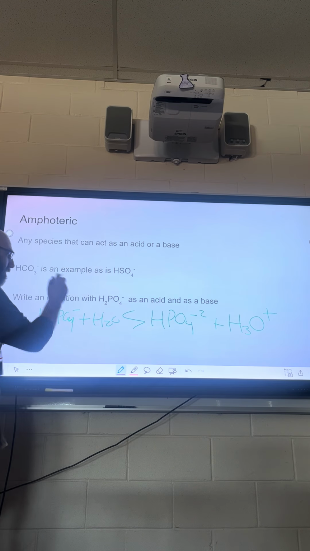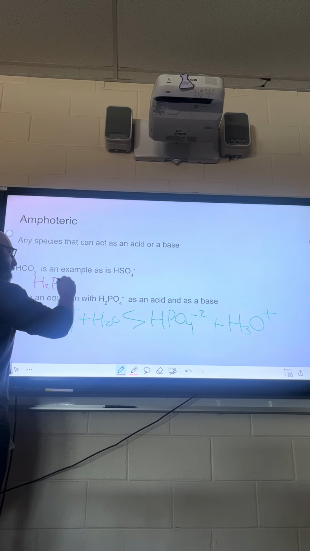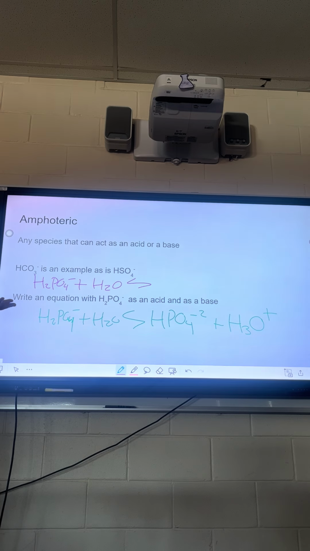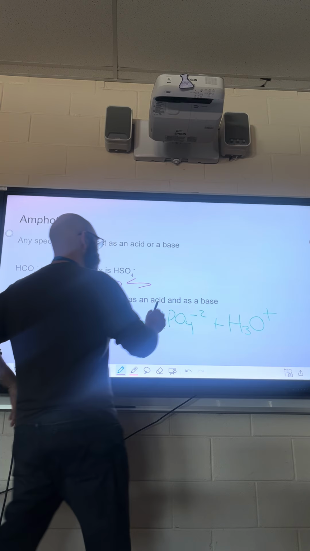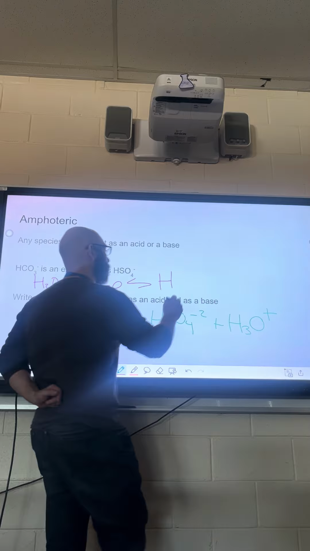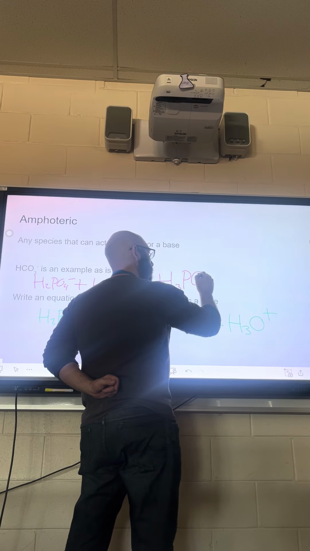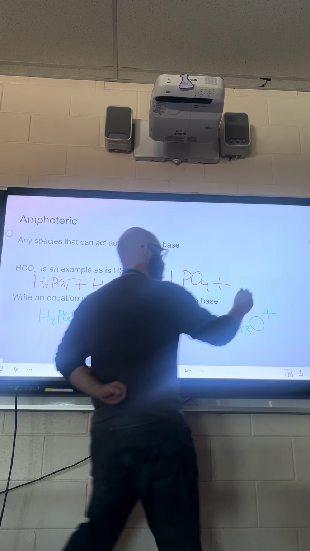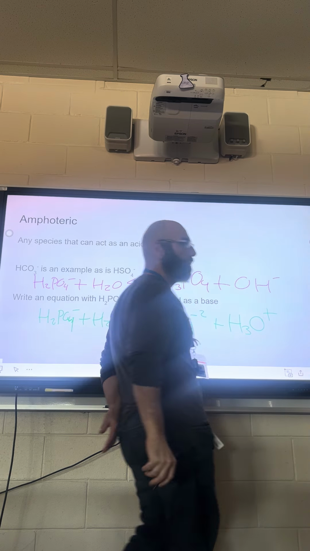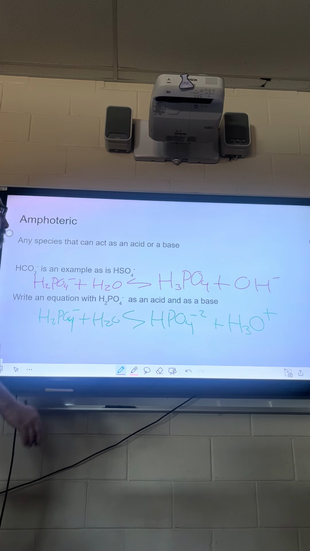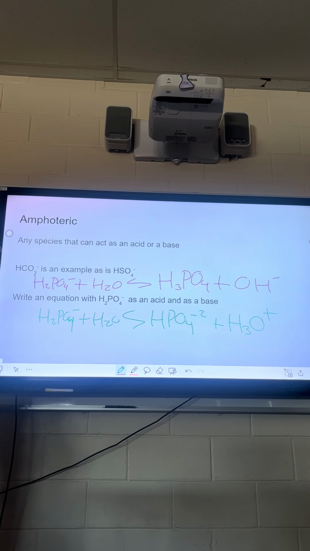If it acts as a base, it doesn't donate a proton, it gains one. So instead of H2PO4 minus, it becomes H3PO4. What happens to that negative sign? It goes away, and then what are we left with? OH minus.